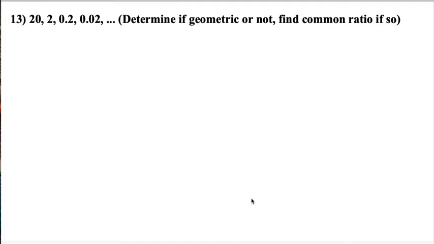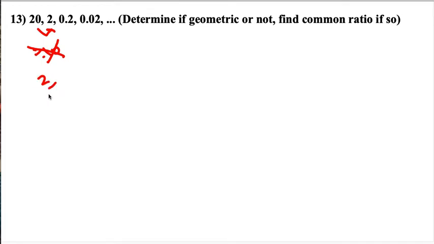22.2.02, hopefully you see a pattern. Determine if it's geometric or not and find the common ratio if so. So, don't be fooled, because sometimes you can be. When you're doing this, you want to verify what R is. Now, before you say that R is dividing by 10, that's not possible. What are we actually multiplying by?